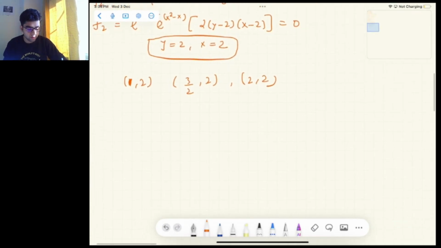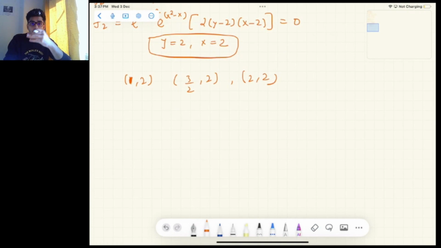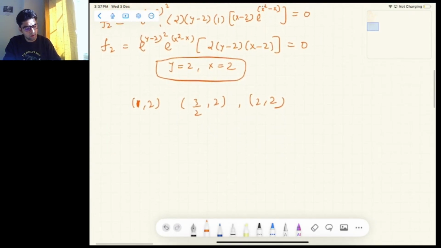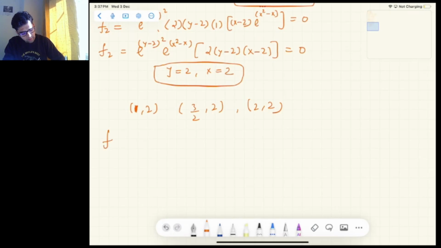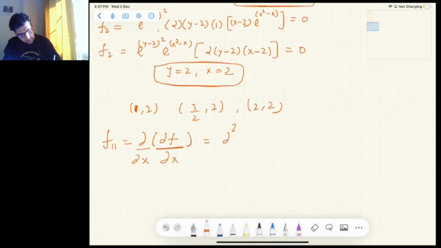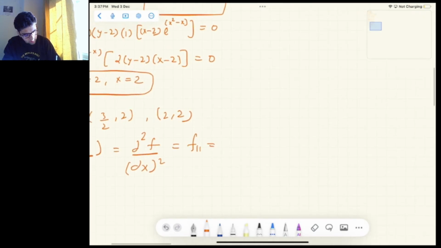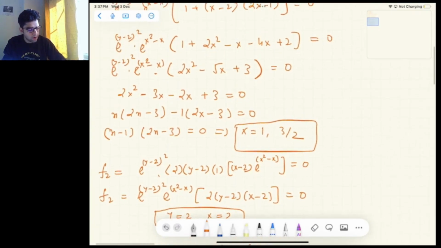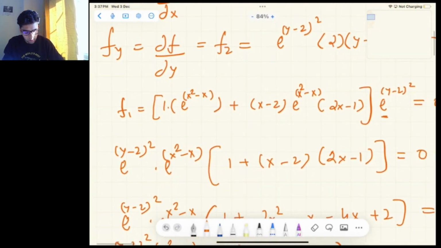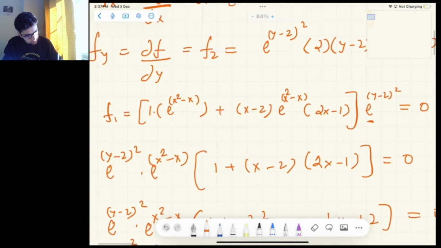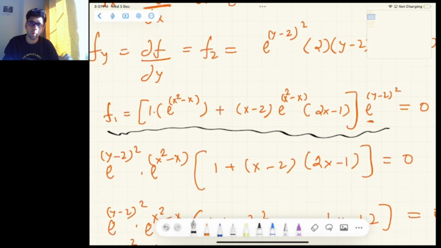Now I can classify, and I have to classify them as local max, local min, and so on, right? So for finding out the local max, local min, I need to find the second order partial derivatives. So I'll be finding out this f11, which is del of del f by del x with respect to x only, which is also written as del square f by del x whole square, right? So this is my f11, and now I'll be finding this. So for finding this, I need to differentiate this term with respect to x, and again I have to treat y as a constant, right?